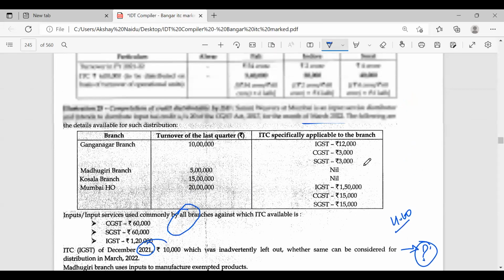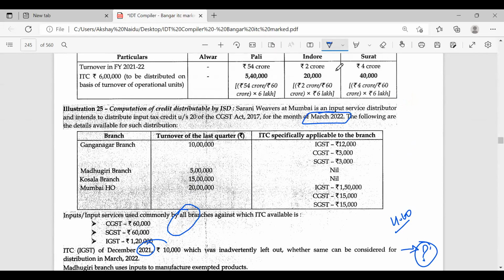Everyone understand? If they have given a very old month's ITC, now they are asking what you will do. So understand, ITC distribution is monthly. So previous month's distribution cannot be done in March. So December's distribution cannot be done here. It was December 2021, and now it is March 2022. You cannot do this. But we can avail ITC within 1 year. No? This is distribution. They have given the time of distribution. After distribution you were able to avail, but that is the time of distribution.